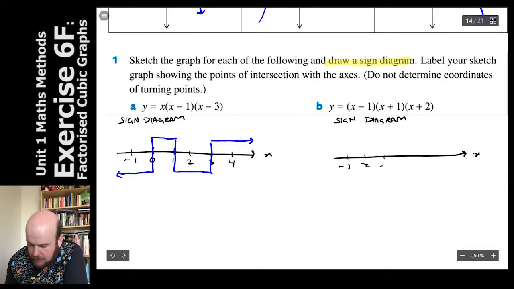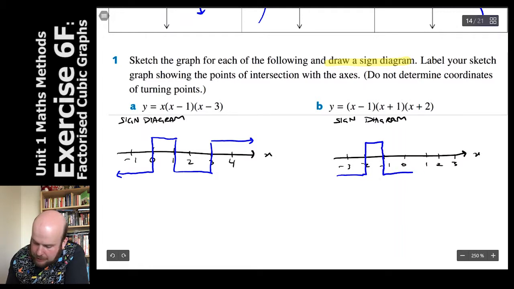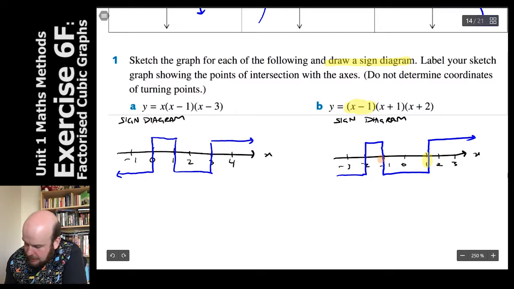So 0, 1, 2, 3. So it's starting to go through -2, then it goes to -1, then it goes to +1. And again, just as a clarifier, that one relates to this bracket. This one here relates to this one.